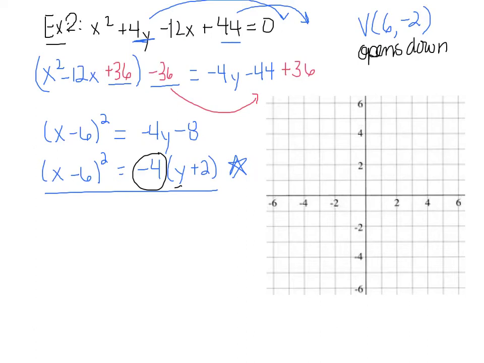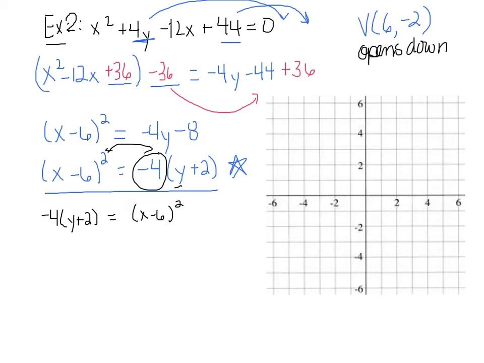Alright, so from here, now we need to get that y value by itself. So we're going to completely rearrange this equation and just move this side of the equation over here and this side over here. So we're going to have negative 4 (y plus 2) equals (x minus 6) quantity squared. All I did was just rearrange it.